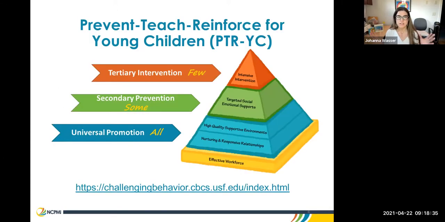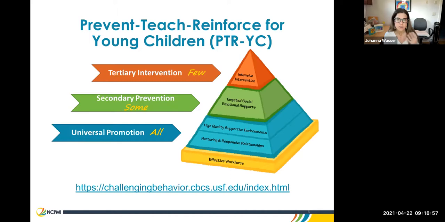Okay, so here is our pyramid model, and it's really important that we still keep that pyramid model in check. With many PTR-YC cases, you will be using pyramid model strategies. And oftentimes it's using a lot of that relationship piece and the environment.